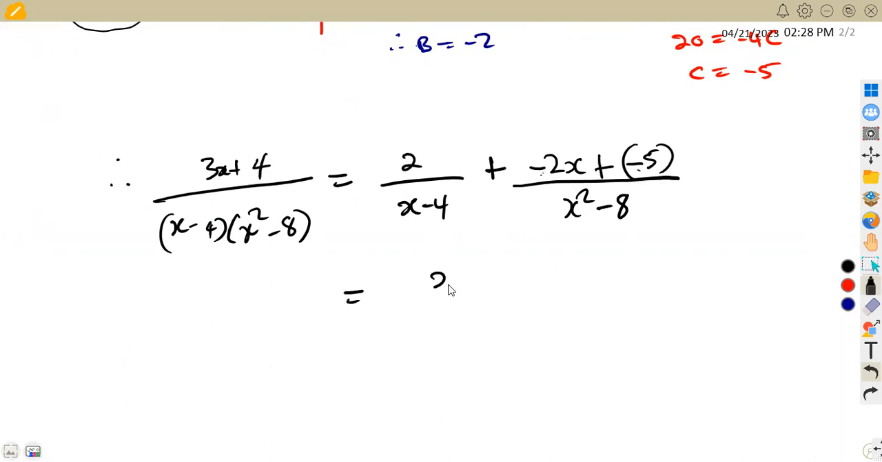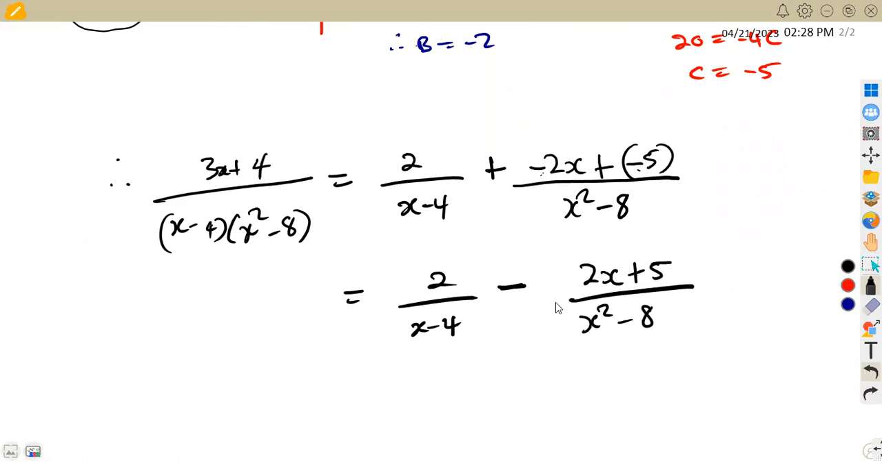So this is going to be equivalent to 2 over x minus 4 minus, the moment you factor out a negative on this term, which is negative 2x in this case, it is going to be a positive 2x. If we factor out a negative, we are going to remain with a positive. So it is going to be positive 5 over x squared minus 8. So this is what we are going to have at the end: 2x plus 5 over x squared minus 4.